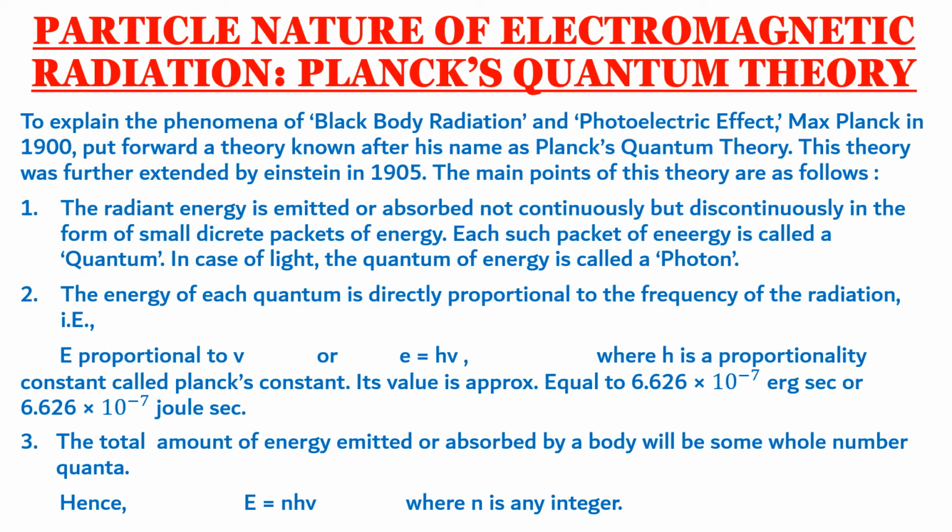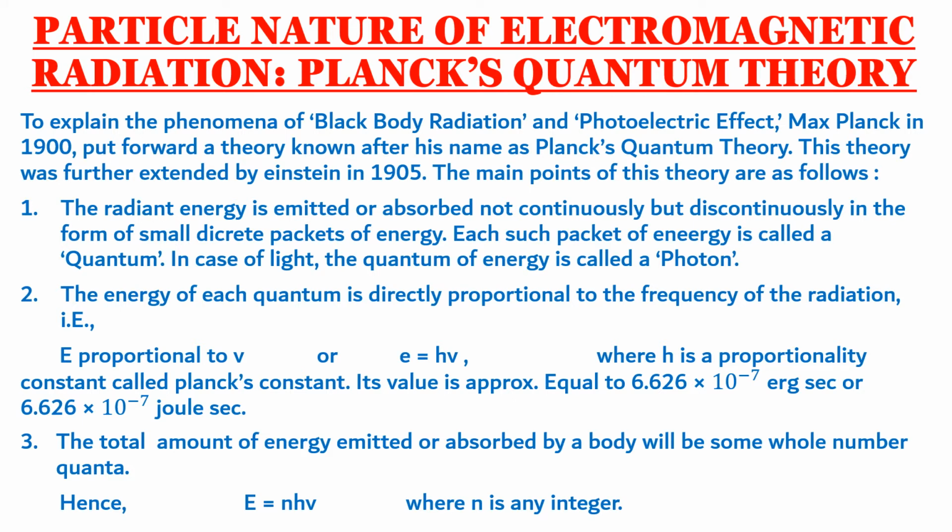Now the second one, the energy of each quantum is directly proportional to the frequency of the radiation. That is, E is directly proportional to nu, that implies E equals h nu, where h is the proportionality constant called Planck's constant. Its value is approximately equal to 6.626 × 10^-34 joule second. So this is Planck's constant, small h.